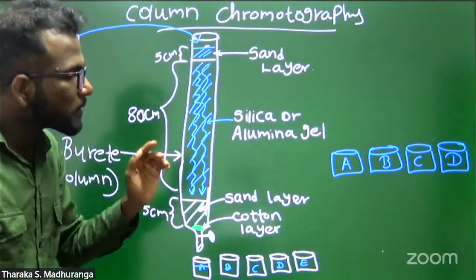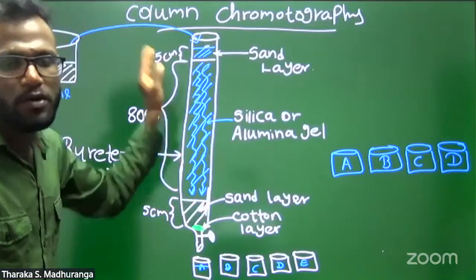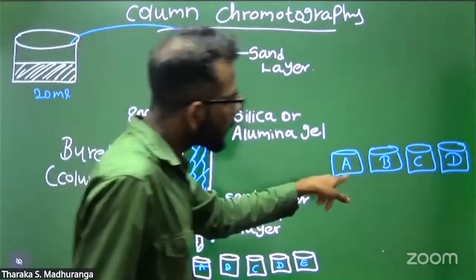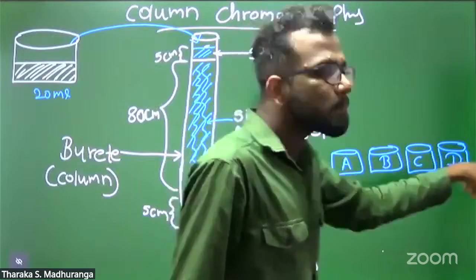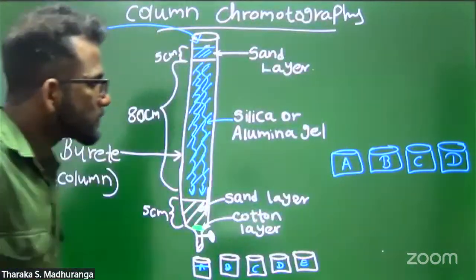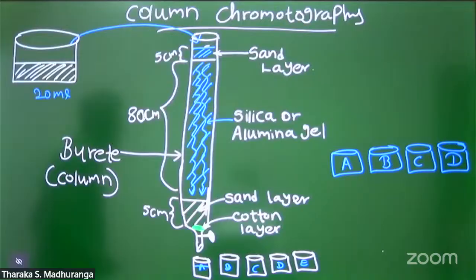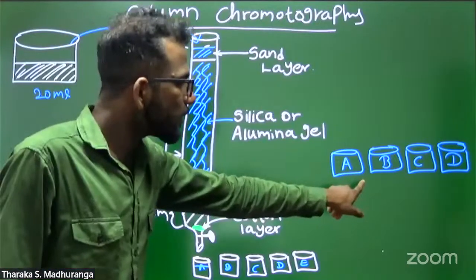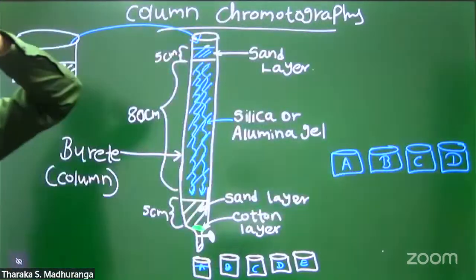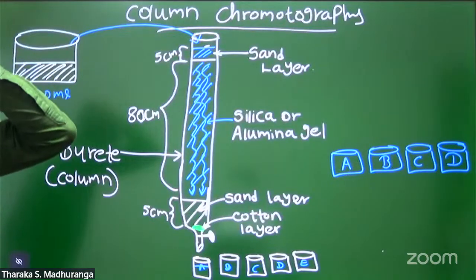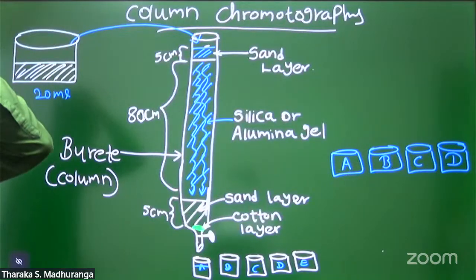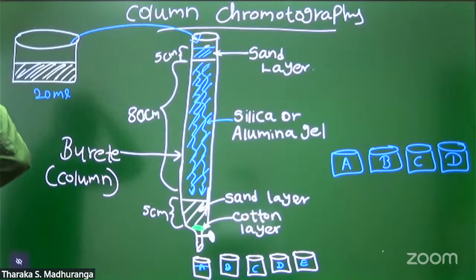Then tell me, does the heaviest compound in the crude product come in the A container or the D container? What do you think? The heaviest compound, A or D?